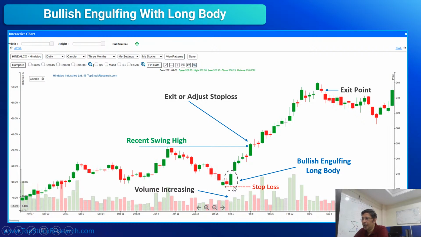And then you can get in here, or you can wait for a confirmation. The confirmation happened here with a gap up. That should give you even better confidence. So your first target should be this one, the recent swing high.